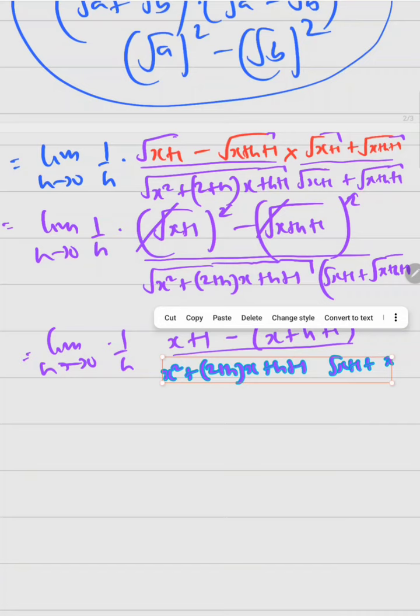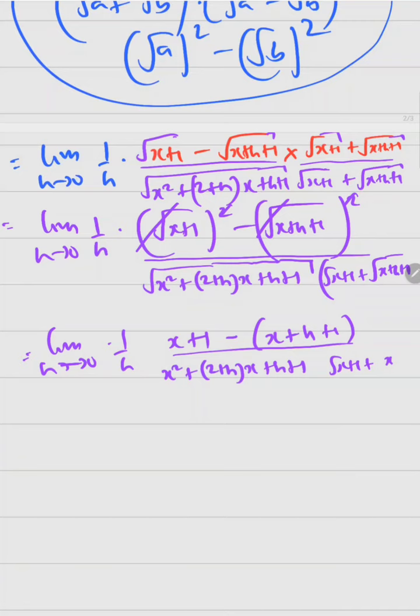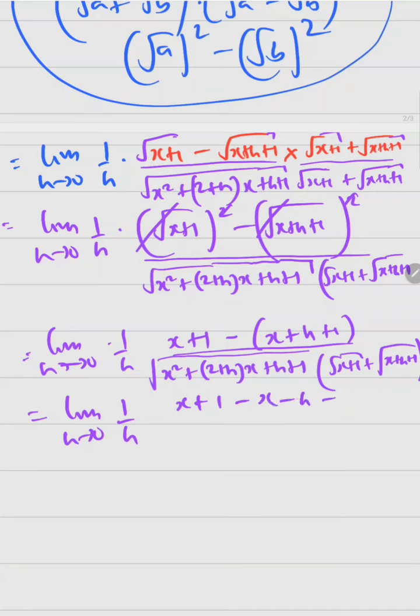It has completed. So, yeah, it has a square root. You have a square root here. Then this also has a square root of x plus h plus 1. So if you proceed further, I'm going to have the limit as h tends to 0 of 1 divided by h, then you have x plus 1 minus x minus h minus 1, then divided by all your denominator.